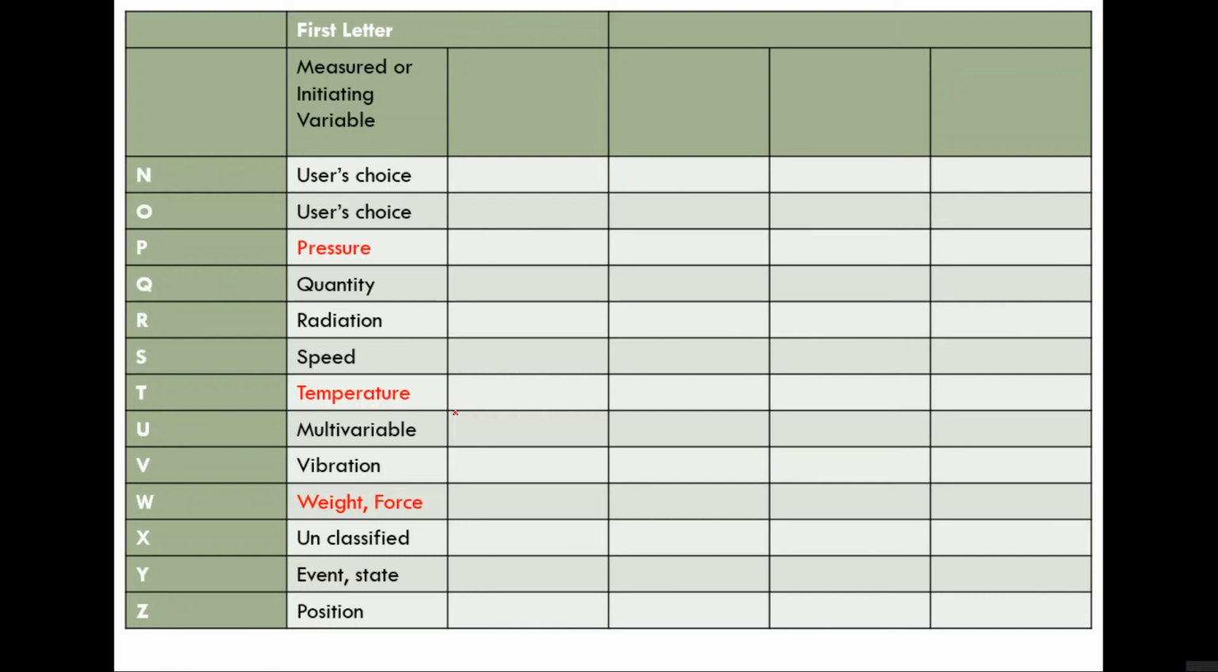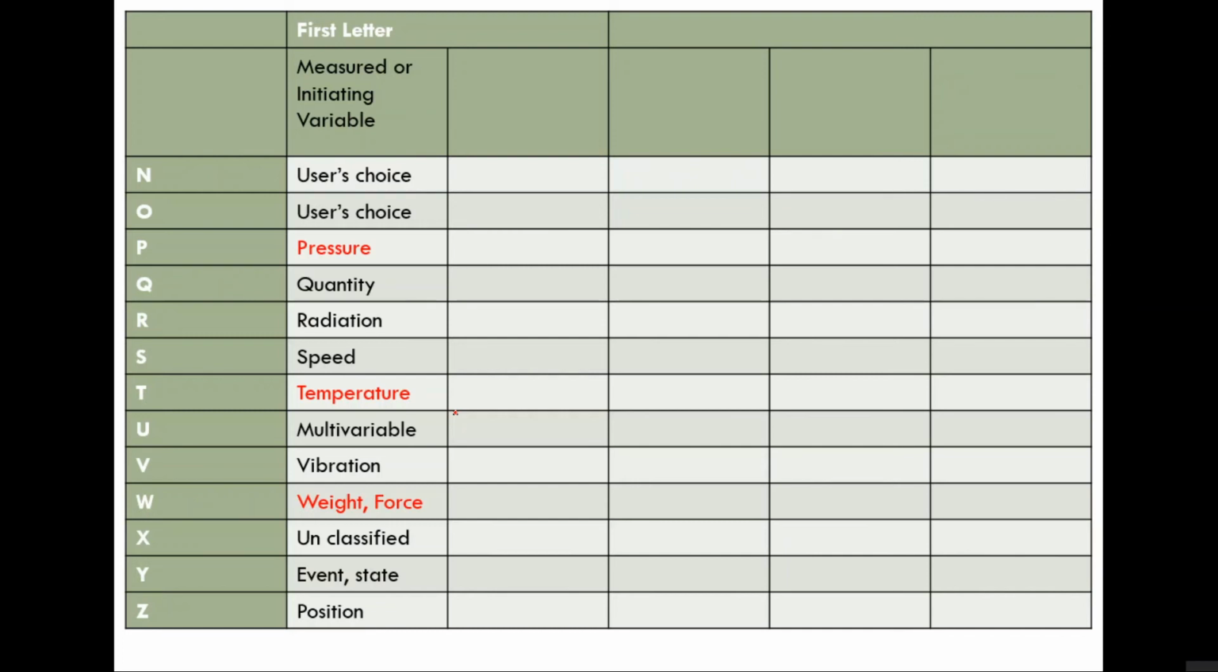S for speed and velocity. S for speed and linear velocity. Not angular velocity, linear velocity. So S for speed and velocity. Okay. T is again common. We already discussed that. T for temperature. Okay. U for multivariable. It is a multivariable sensor or multivariable indicator. That is not common. Okay, very important one. V. We are actually not using that, but it is very important. V for vibration.